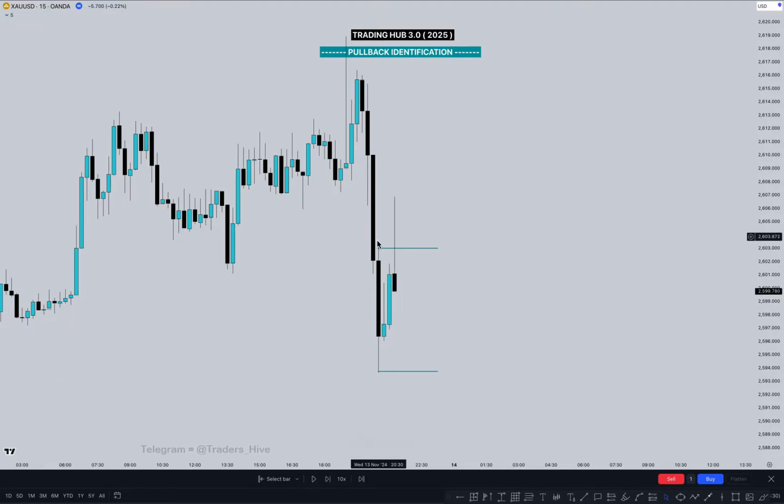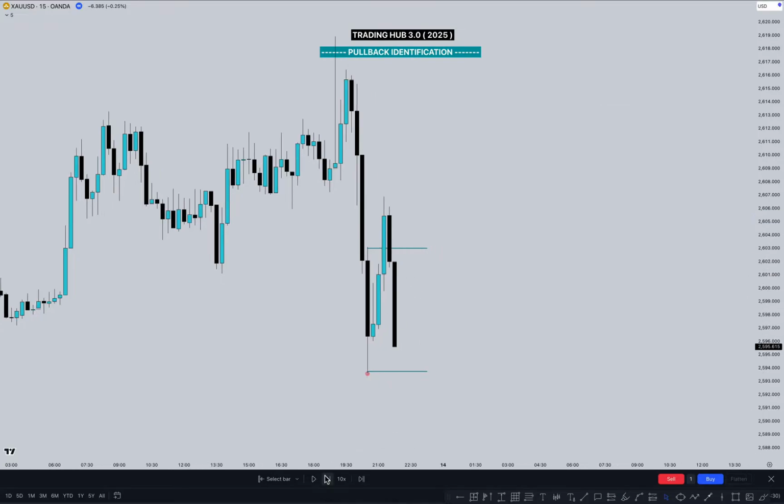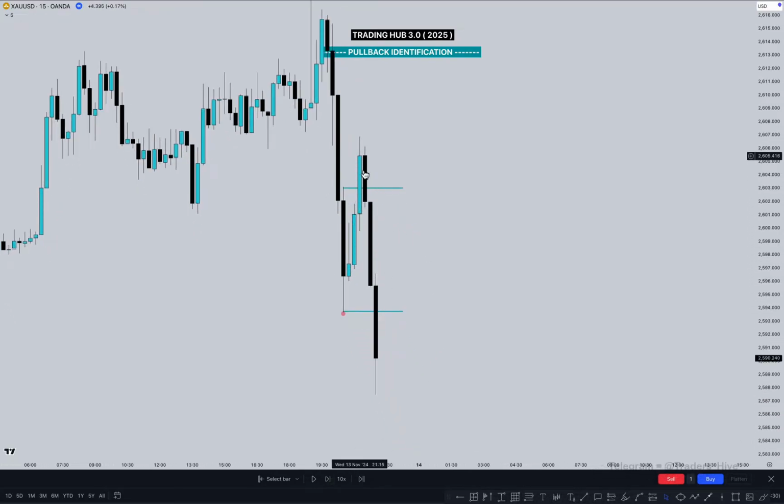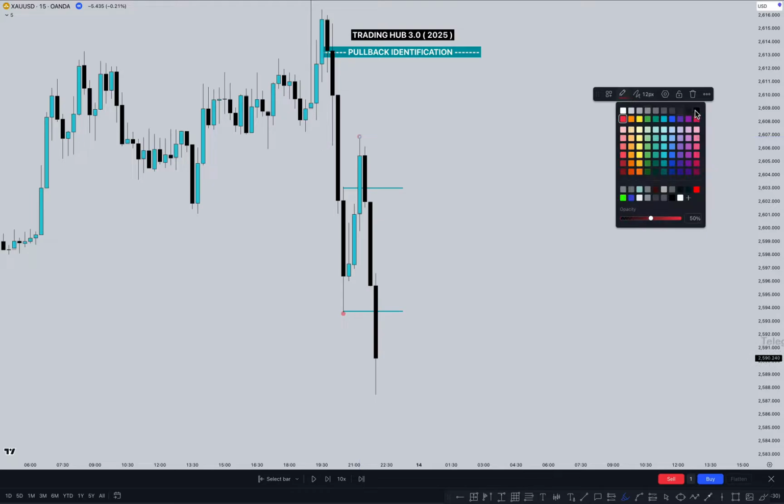Finally, the market breaks this one, and now we can confirm this is our valid pullback. Let's see what happened next. The market again pushes downside and breaks this one, so this is our valid pullback. This is our lower low, and this point becomes our lower high in a bearish market.